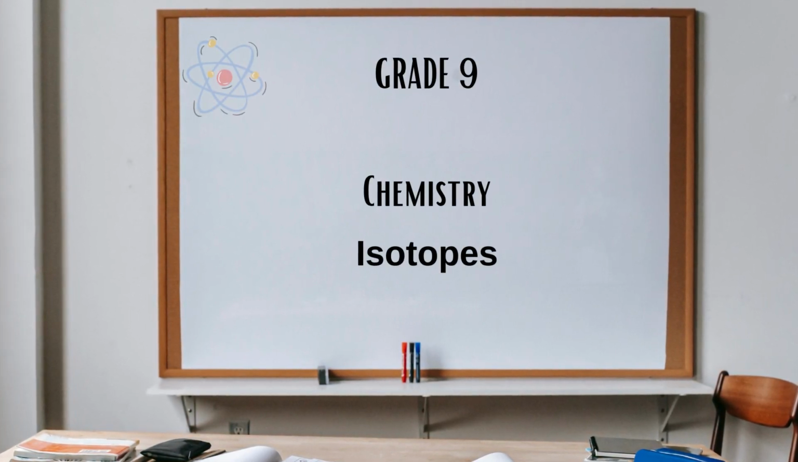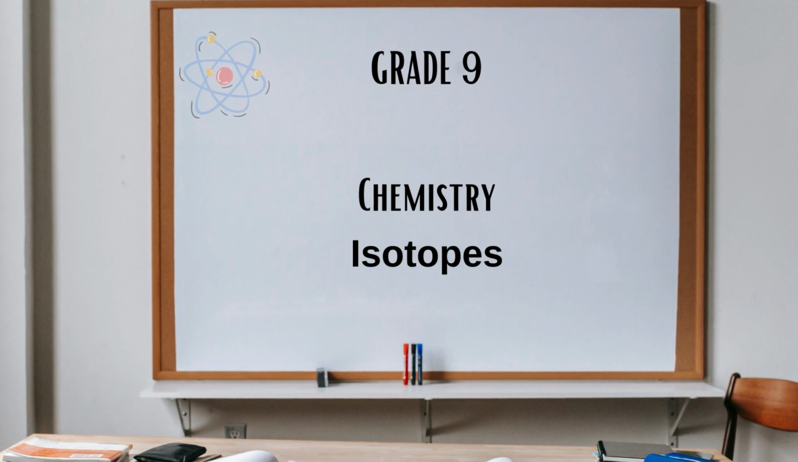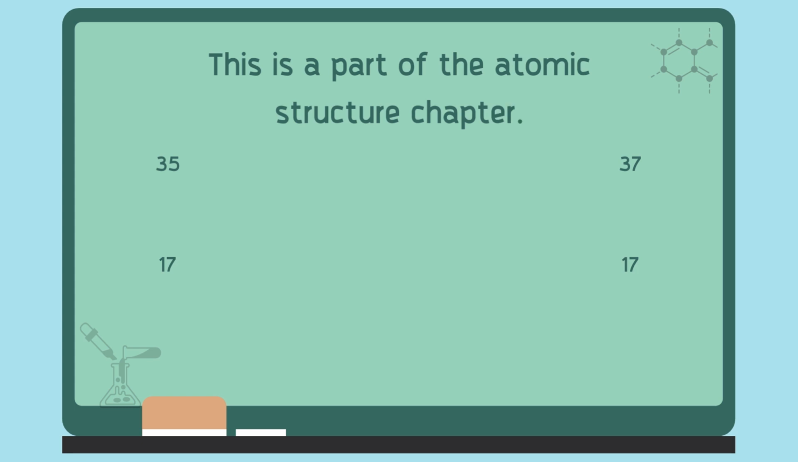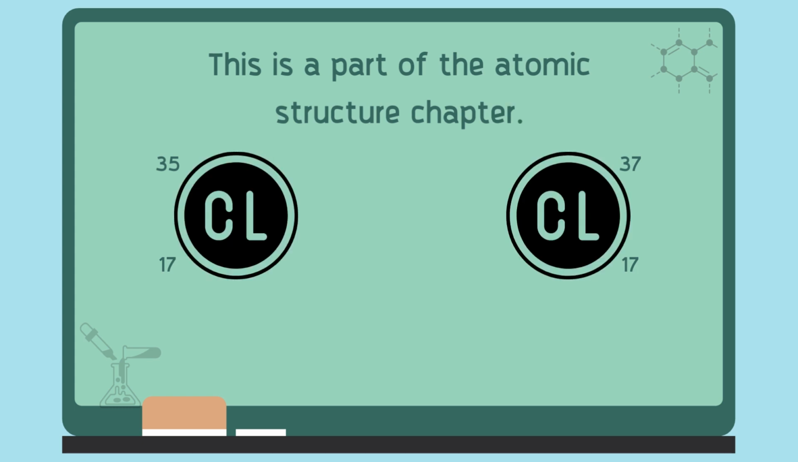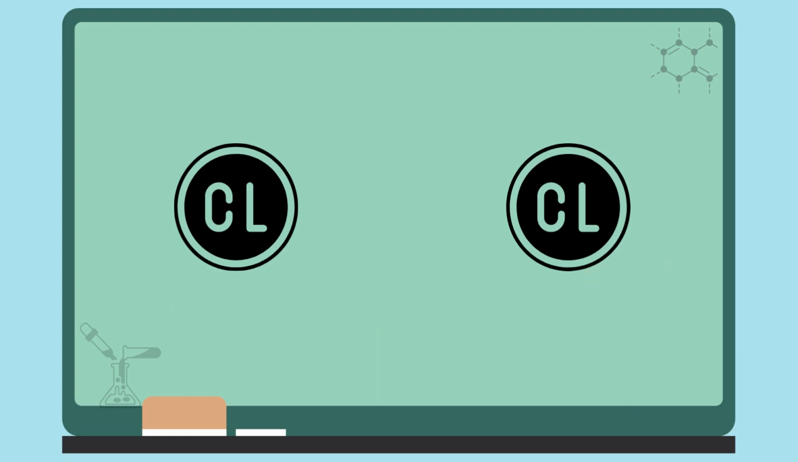Hello students, today we will be discussing isotopes for grade 9 chemistry. This is a part of the atomic structure chapter. Let us look at these two atoms of chlorine, the one on the left and the one on the right. What is the difference between these two?